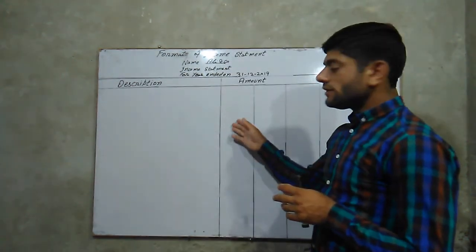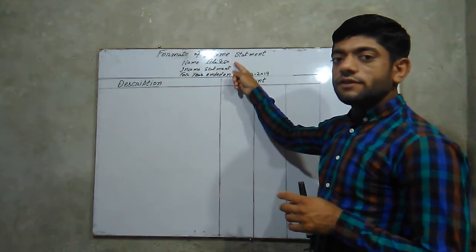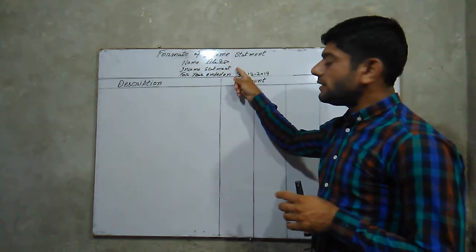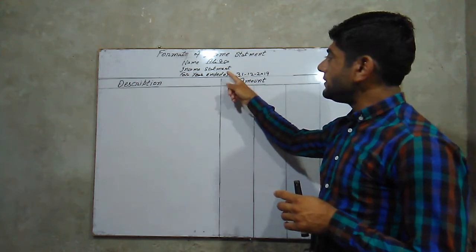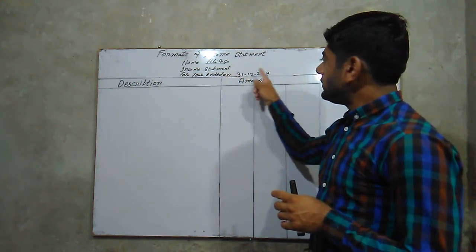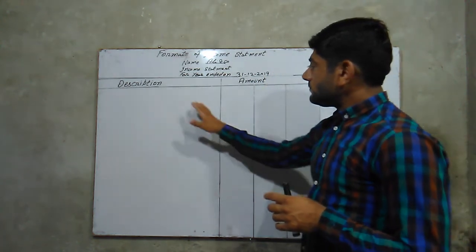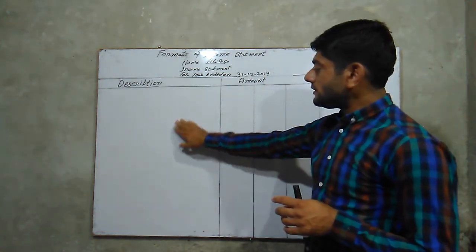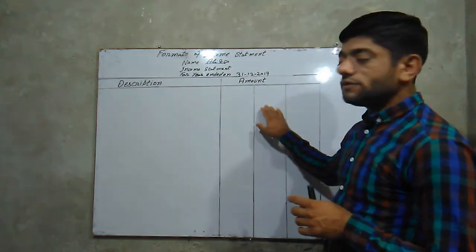So, the format of the income statement. First, mention the name of the business, then mention the name of the statement. We make an income statement, so mention income statement. For the year ended on, mention the date. And in the description column, you mention the names of accounts, and here you mention the amounts.